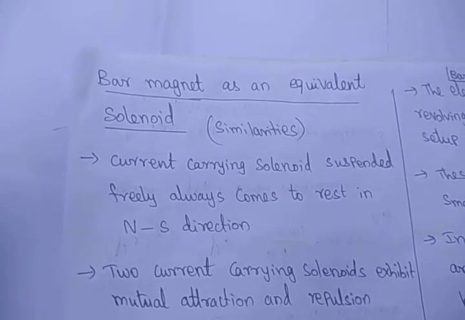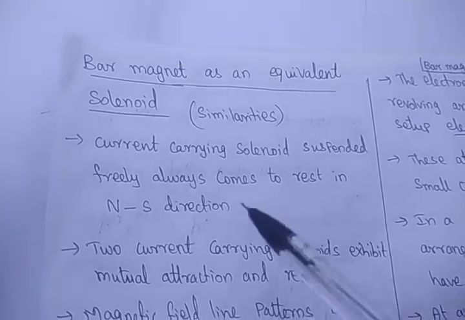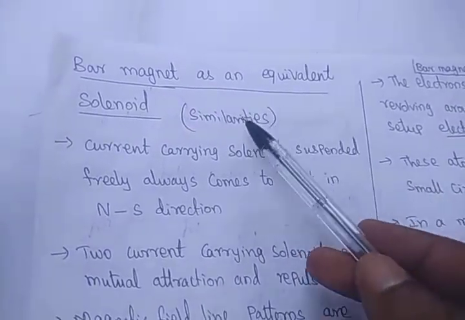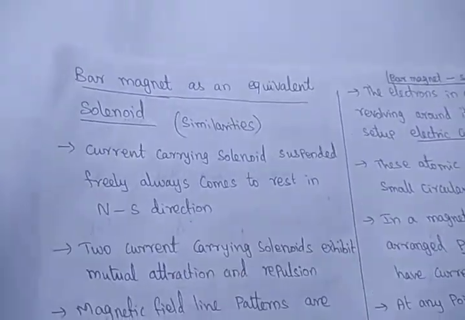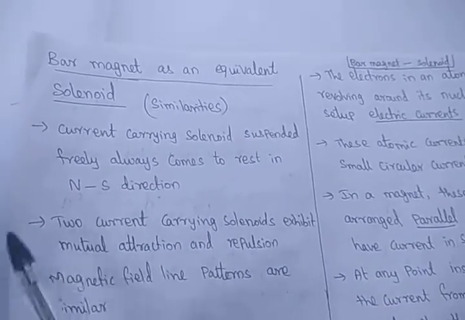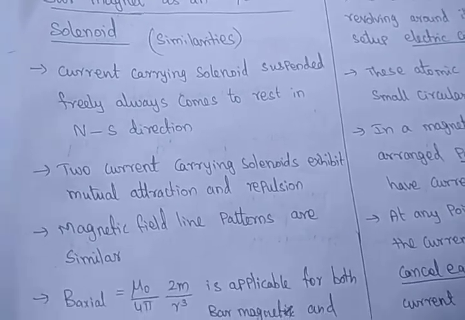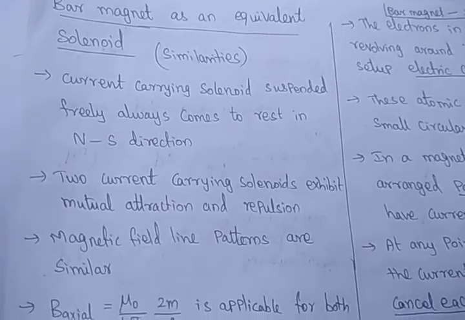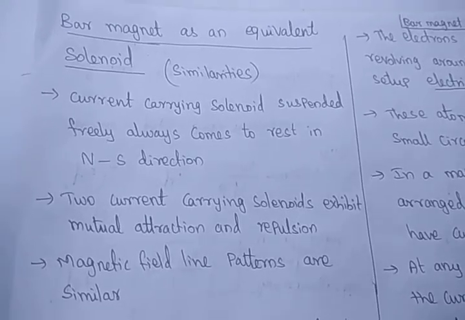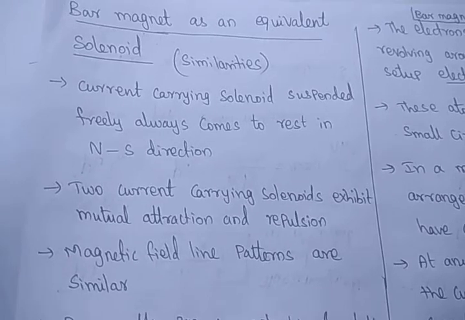Our next topic is bar magnet as an equivalent solenoid. For the current carrying solenoid, we are going to see what the similarity is between the bar magnet and the solenoid. A current carrying solenoid suspended freely will come to rest in the north-south direction. We know that when a bar magnet is suspended freely, it comes to rest in the north-south direction. Similarly, the current carrying solenoid, when suspended freely, also comes to rest in the north-south direction.